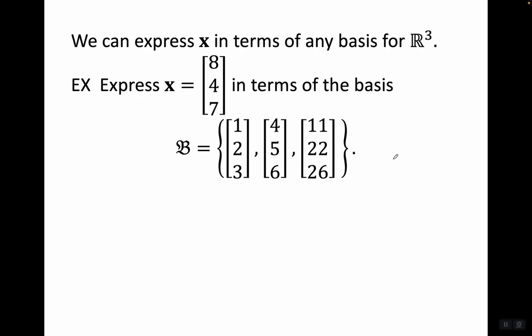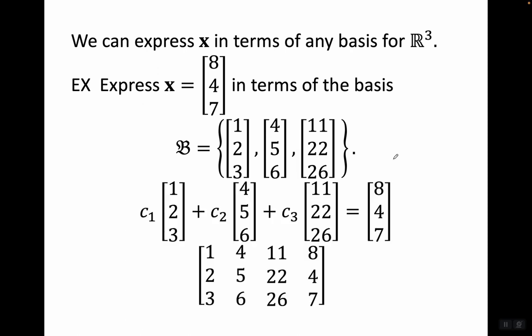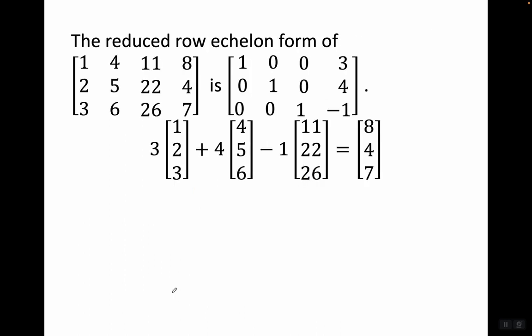Okay, so let's express (8, 4, 7) in terms of the basis (1, 2, 3), (4, 5, 6), (11, 22, 26). You've got c1 times the first vector plus c2 times the second vector plus c3 times the third vector equals (8, 4, 7). That's just a system of equations. So here's the augmented matrix that corresponds to that system of equations. The reduced row echelon form of this looks like this.